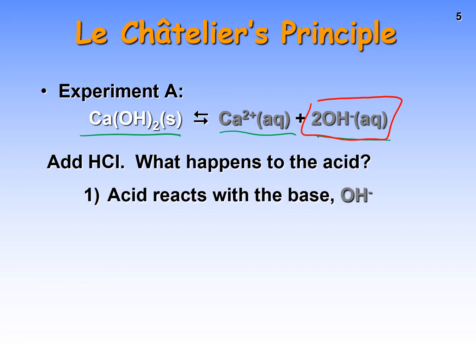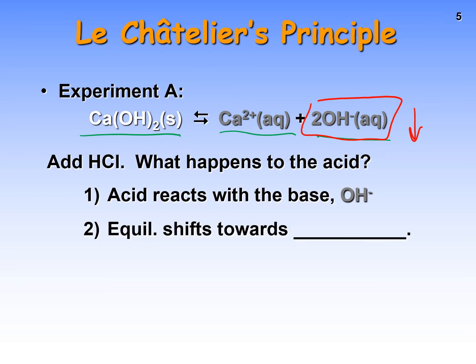Now, what does that mean? Well, that means the OH minus concentration is going to come down, right? As the acid reacts with the OH minus, its concentration decreases. So what's going to happen to this equilibrium then? Well, if we have a product concentration decreasing, we're going to see a shift towards the product side.